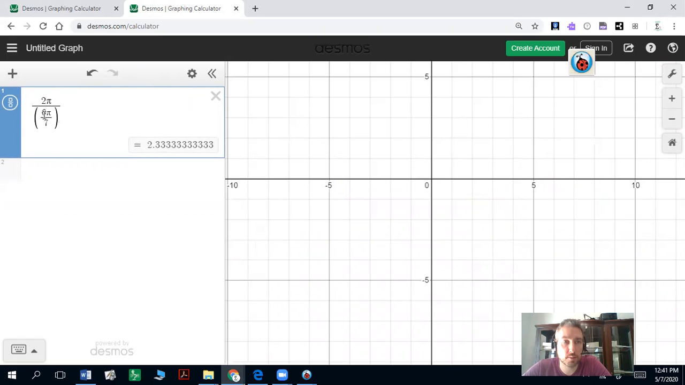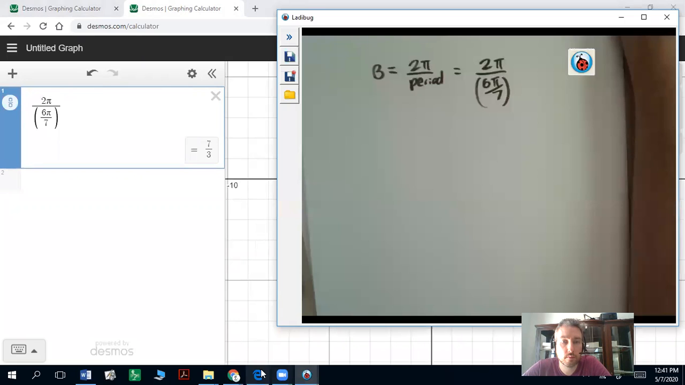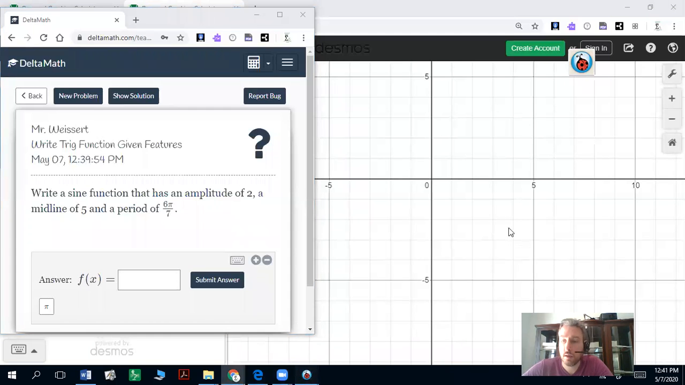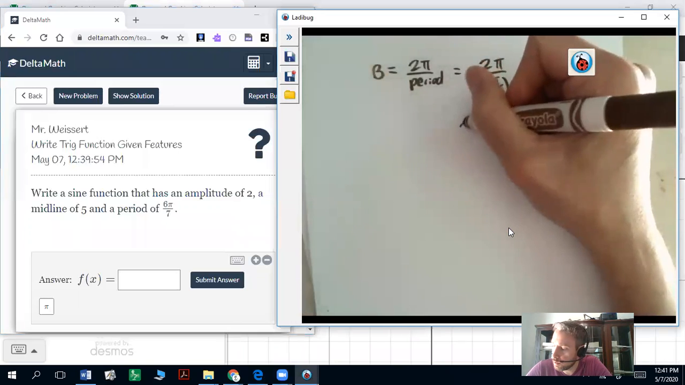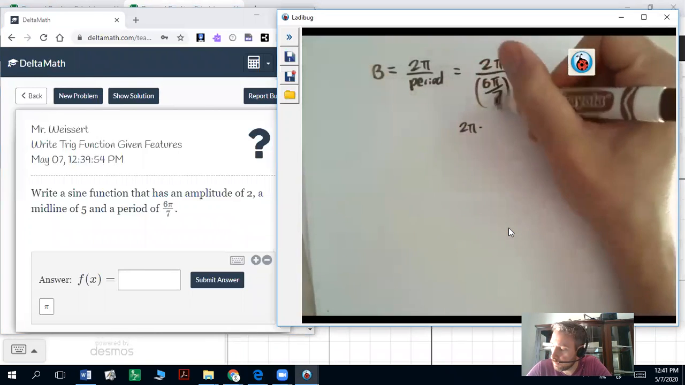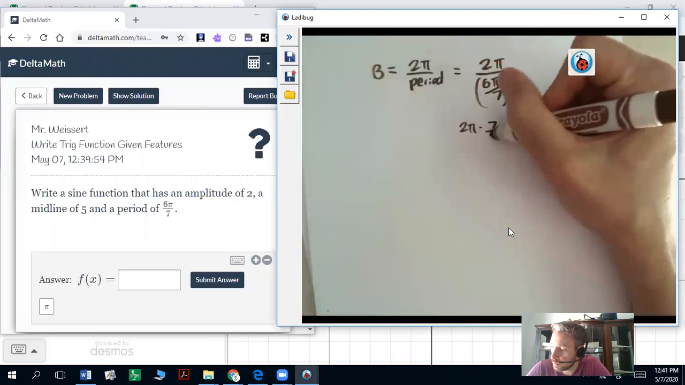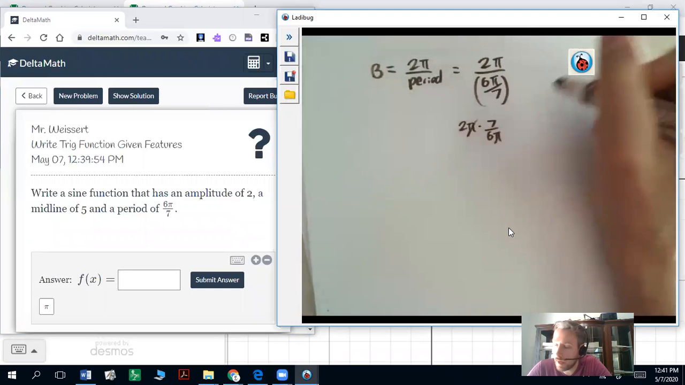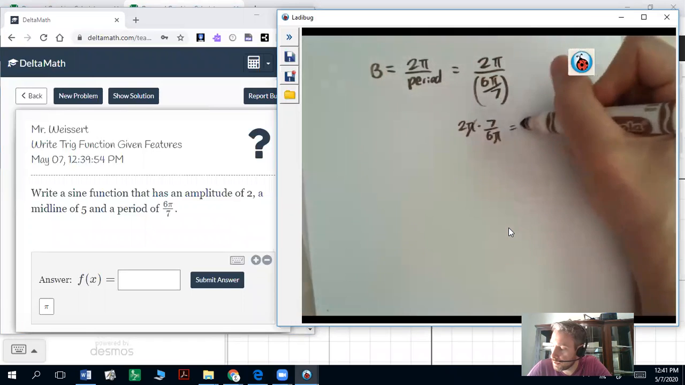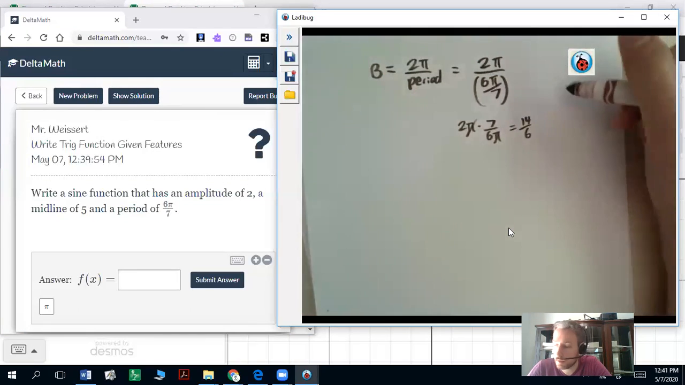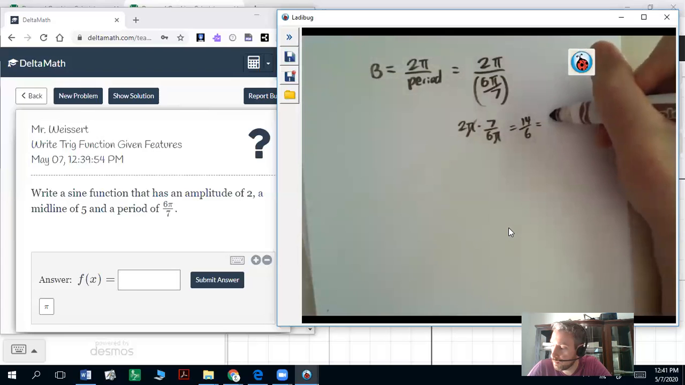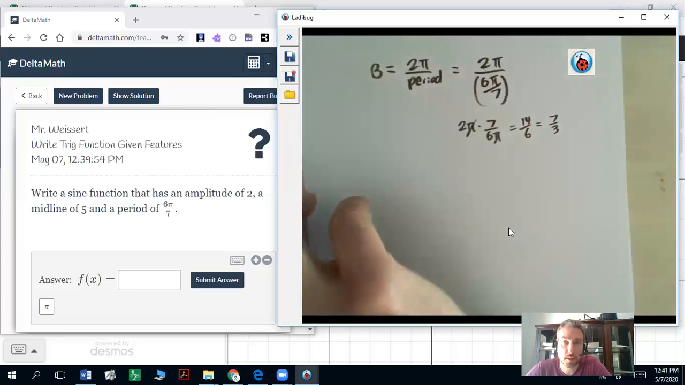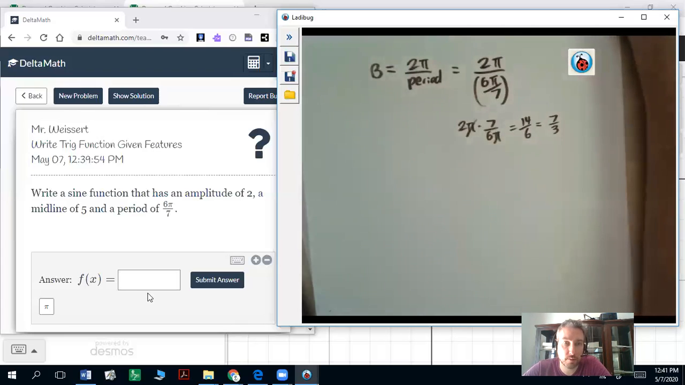Pi's will cancel out in this problem, so it's just going to be 7 over 3. Here's how you get 7 over 3. You do 2 pi times, flip this bottom fraction, so 7 over 6 pi. Cancel the pi's. 2 times 7 is 14, divided by 6. Both of these numbers are divisible by 2, and that's where the 7 over 3 comes from. So really you just need that 7 over 3 there.